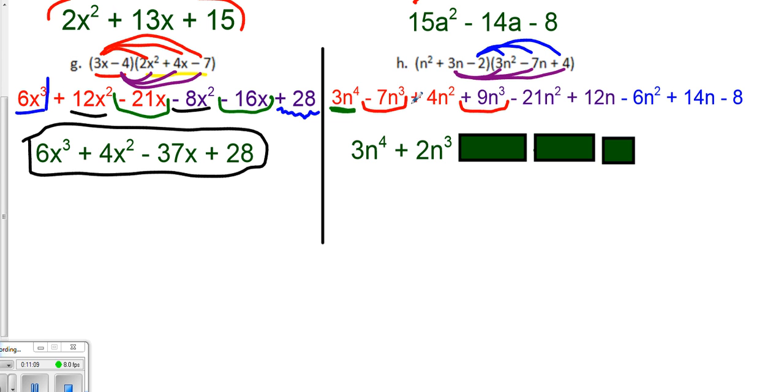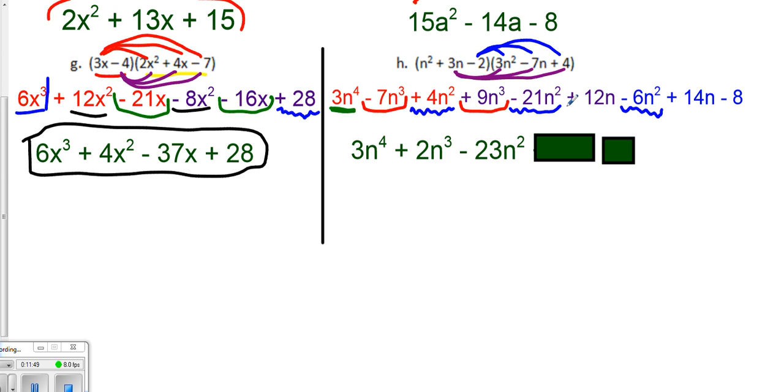The next one in blue, we've got n squared terms here, here, and here. Positive 4 minus 21 would become negative 17. Minus 6 more would become negative 23. So negative 23n squared. If it helps, on your calculator, just take positive 4 minus 21 minus 6. You'll end up at negative 23. So it'll be negative 23n squared.